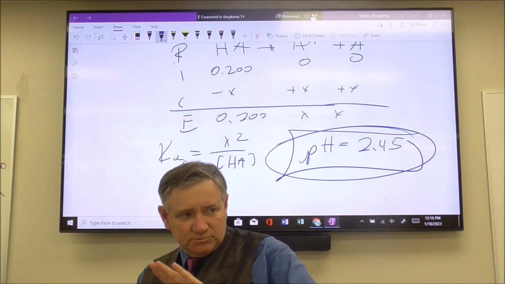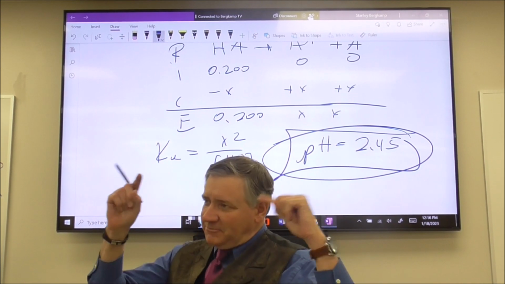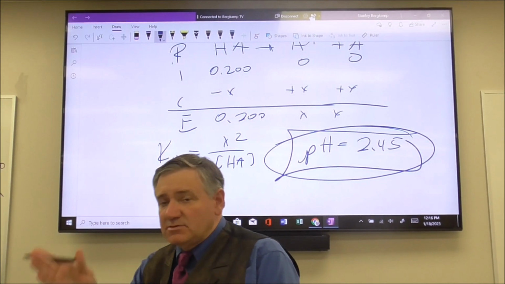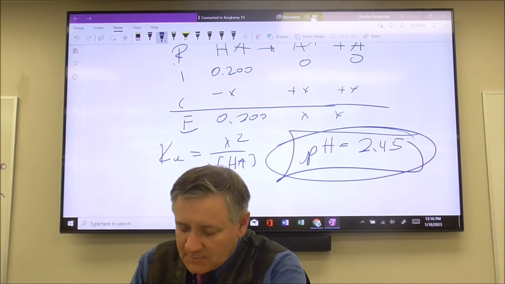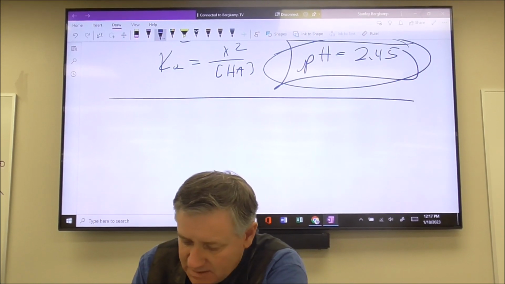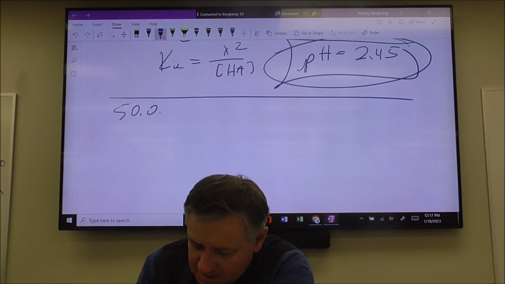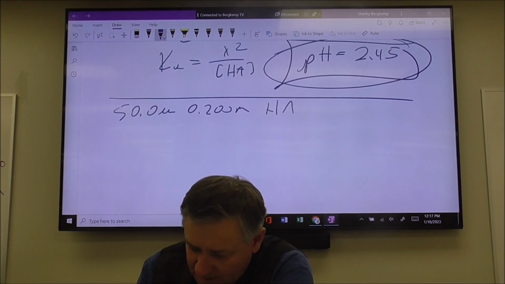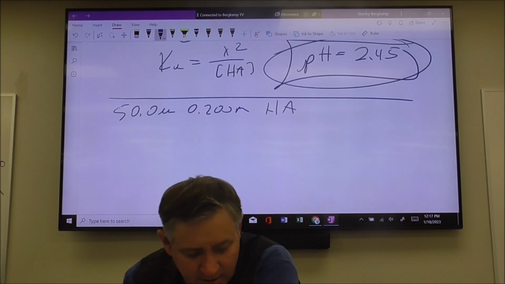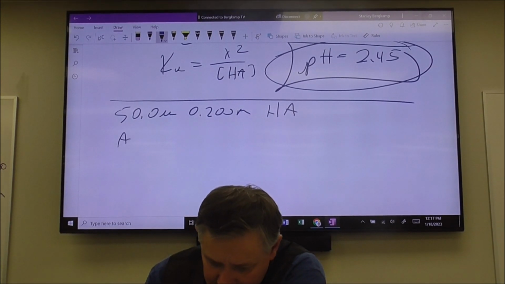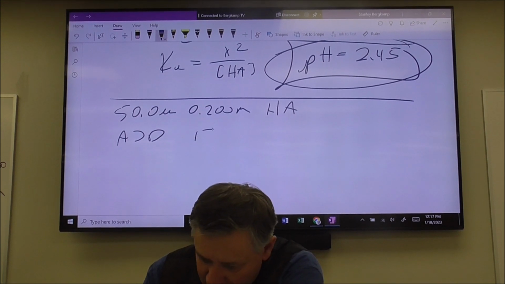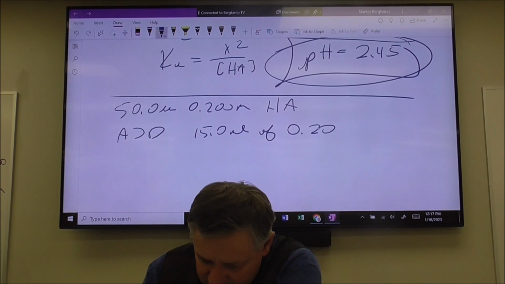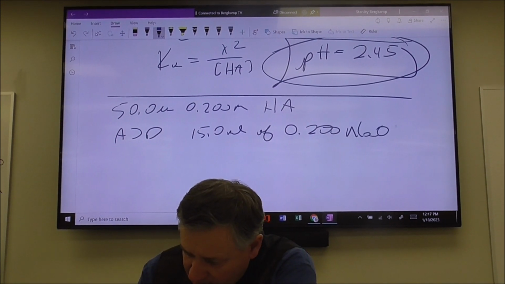Okay? Old school. Everybody should be able to look at that and go, we got you. Now, what we're going to begin to do is add base to it. So, I'm going to start with that 50 milliliters of 0.2 molar benzoic acid. Now, the first thing I'm going to do is add 15 milliliters of a 0.2 molar solution of sodium hydroxide.